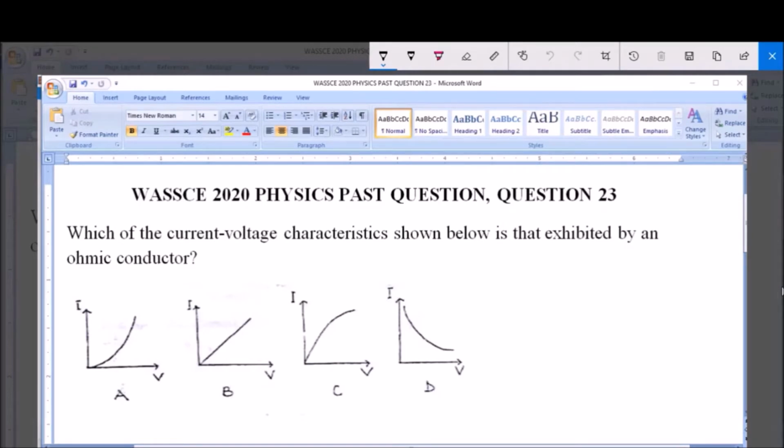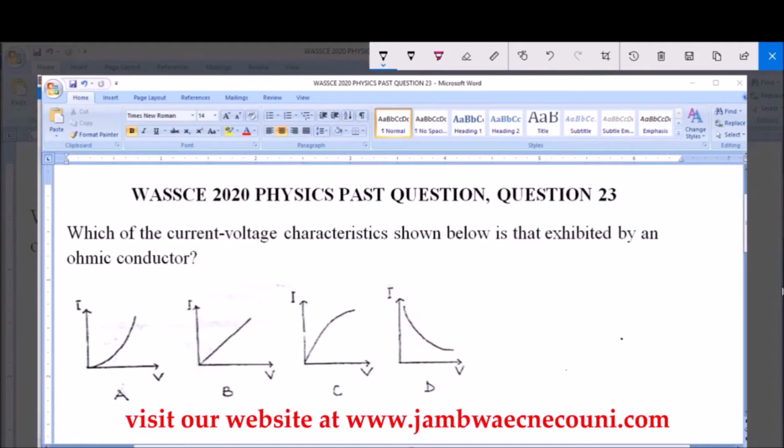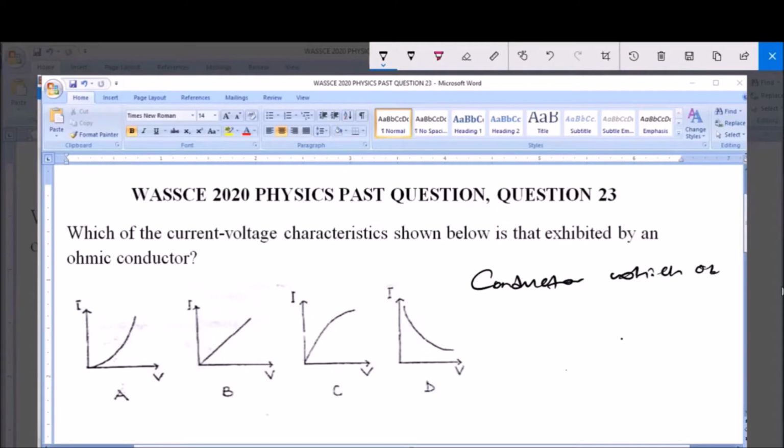Now, an ohmic conductor is simply a conductor that obeys Ohm's law. And like we know, Ohm's law states that the current flowing through a metallic conductor, that is like a wire or a metal, is directly proportional to the potential difference across the ends, provided that temperature and pressure are kept constant.